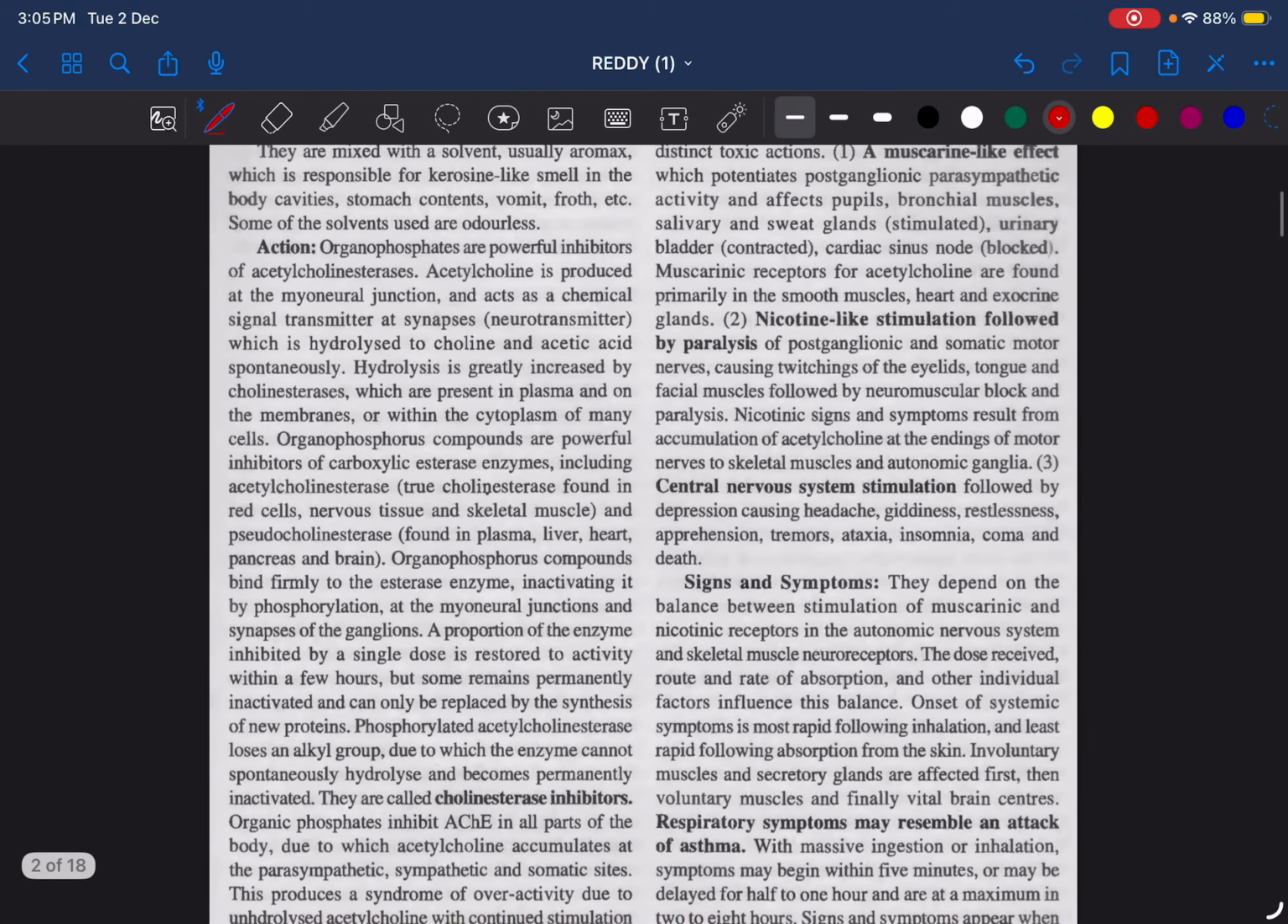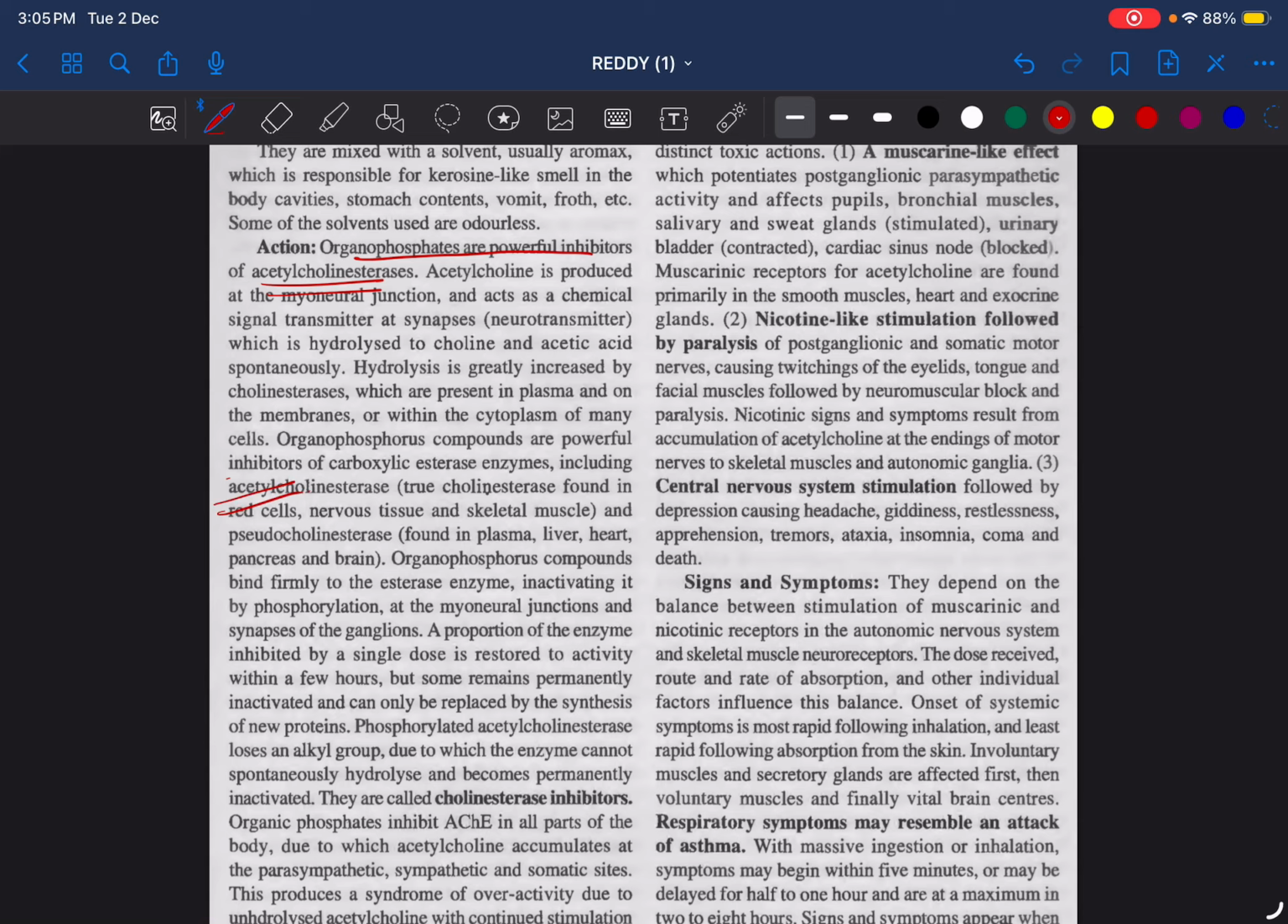Coming to the mechanism of action, remember, they are powerful inhibitors of acetylcholinesterase. What is the function of acetylcholinesterase? It degrades acetylcholine. Acetylcholine is an important neurotransmitter in the neuromuscular junction that aids muscle contraction. So acetylcholinesterase degrades acetylcholine. When the acetylcholine is degraded, what will happen? The muscle has to undergo relaxation. So this process is inhibited by organophosphate compounds. They are powerful inhibitors of the acetylcholinesterase enzyme.